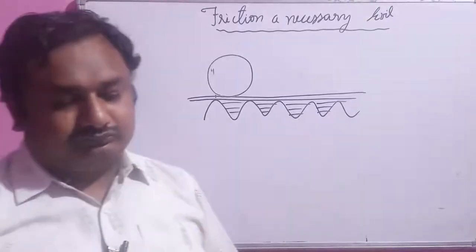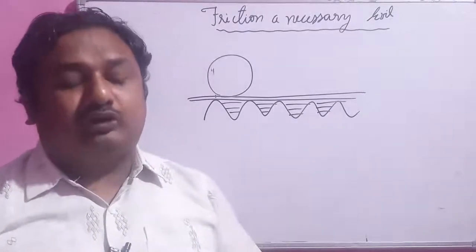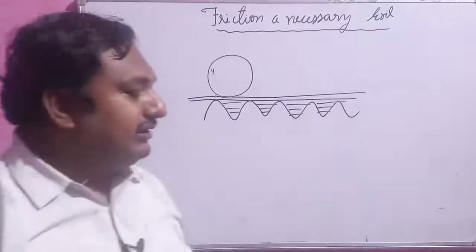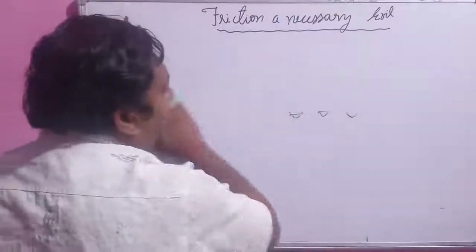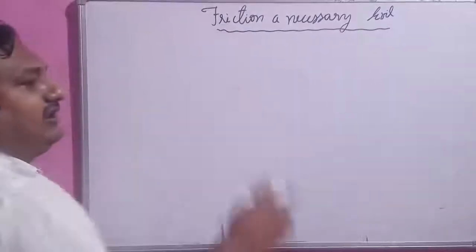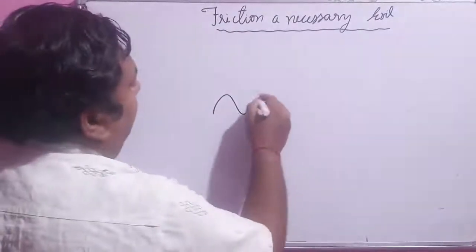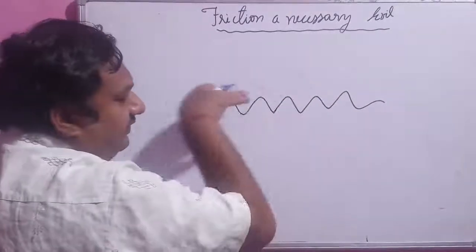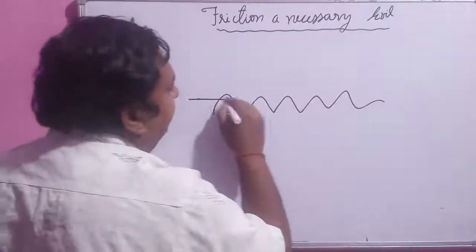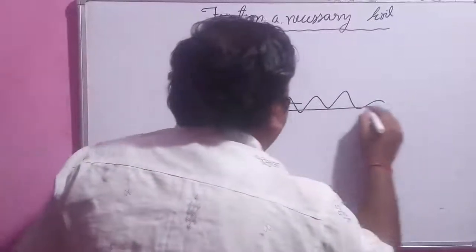Now, polishing is a good method to reduce the friction. In the case of lubrication, these valleys are filled by the lubricant oil, but while polishing we polish the surface up to an extent that these valleys are cut down.